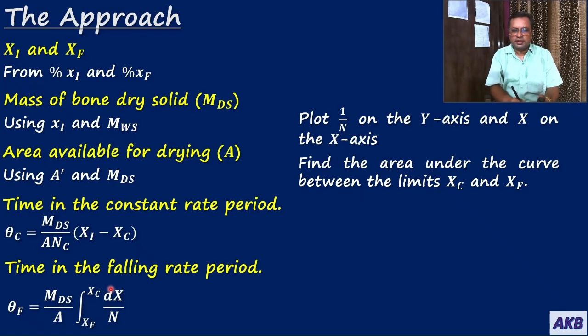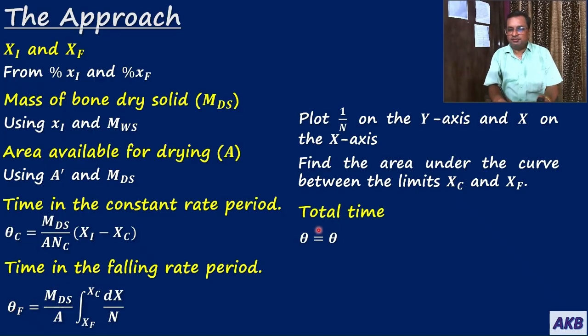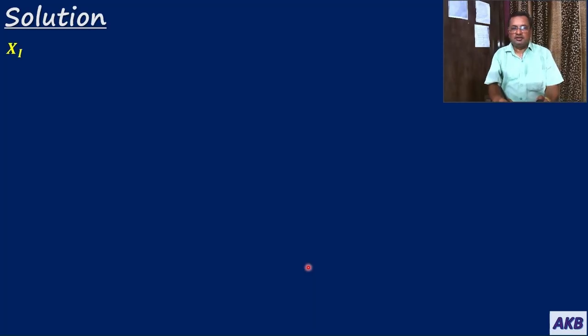So in this way, we have to find out the integral, and then once the integral is known to us, we can use this equation to get theta f. Then finally we will find total time, which is theta is equal to theta c plus theta f. That is time of drying in the constant rate period plus time of drying in the falling rate period. So I hope the approach is clear to you. Let us move ahead. Let us start solving this.